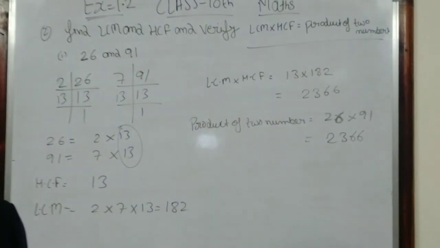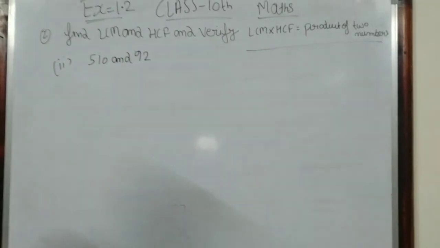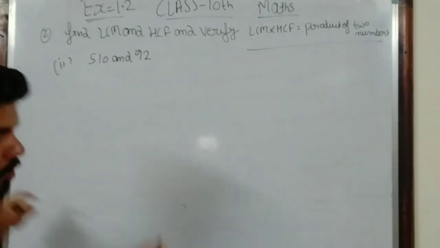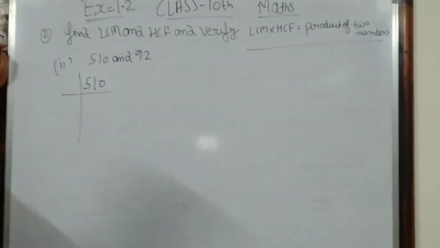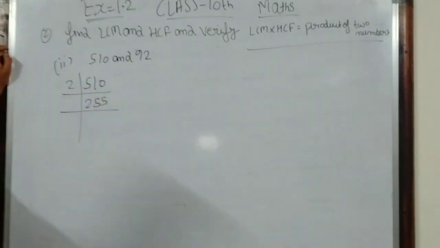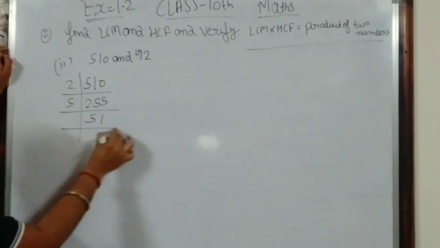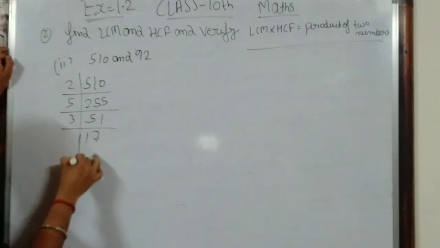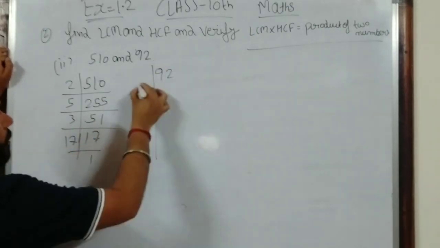I will do two parts out of the three. Let's start with the other question: 510 and 92. First we divide 510 by 2. We get 255, since 255 2s are 510. Then divided by 5: 5 5s are 25, 5 1s are 5, that is 51. Then 3 into 17, and then 17 into 1, because 17 is a prime number also.